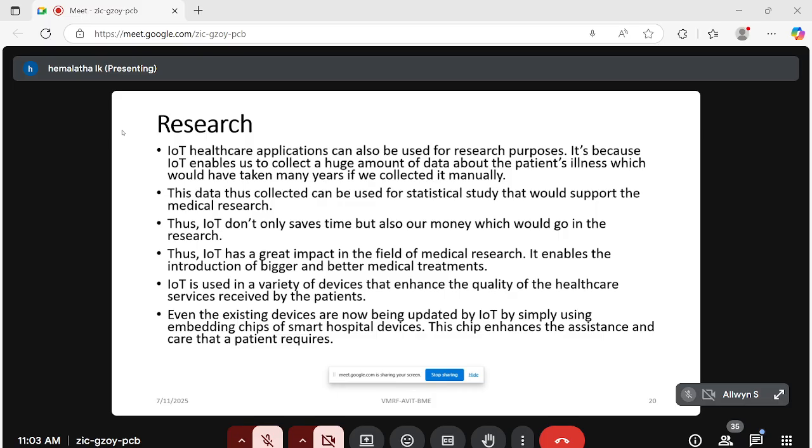And this medical research will impact better medical treatments also, and it will provide the required assistance which the patient is expecting.